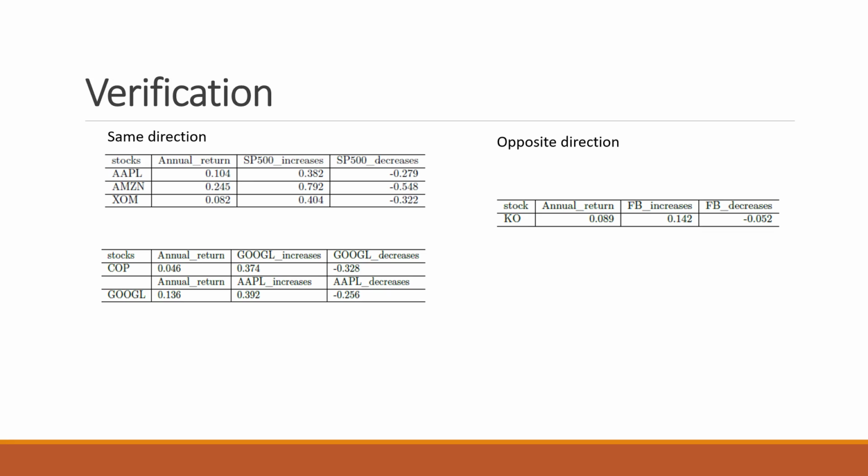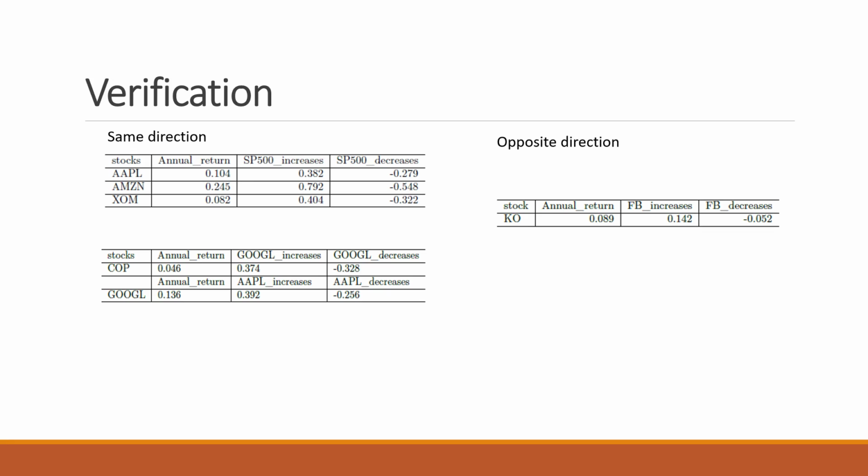And when the SP500 index decreases, those three stocks also decrease. Notice the gap. They all have a huge gap when the index increases and decreases. For Apple it is almost 70%, and for Amazon it's over 100%. So that means those stocks have a positive correlation with the index.